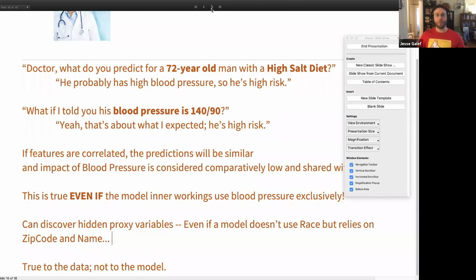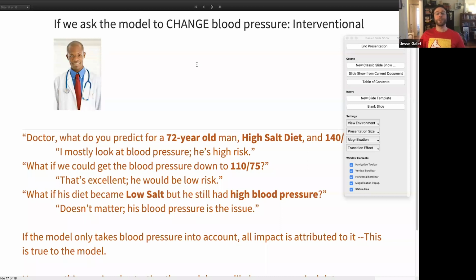So the second approach is the interventional, asking the model to change blood pressure and see what it says now. So you ask the same question, with 72 years old, high salt. The doctor says that he only looks at blood pressure and high risk. You say, cool. What if we could get the blood pressure down to a good amount? The doctor might say, oh, great, low risk. And if you ask if we could change his diet to low salt, but he still had high blood pressure, doesn't matter. Blood pressure is the thing that matters.